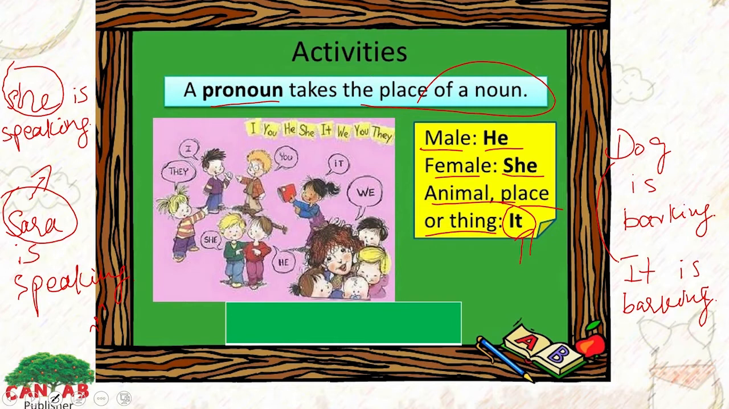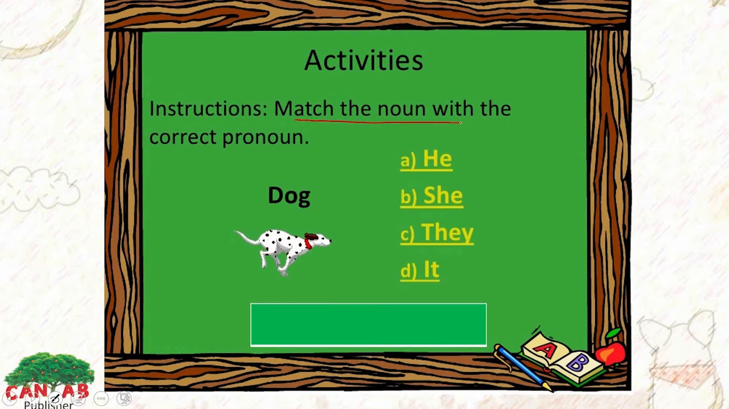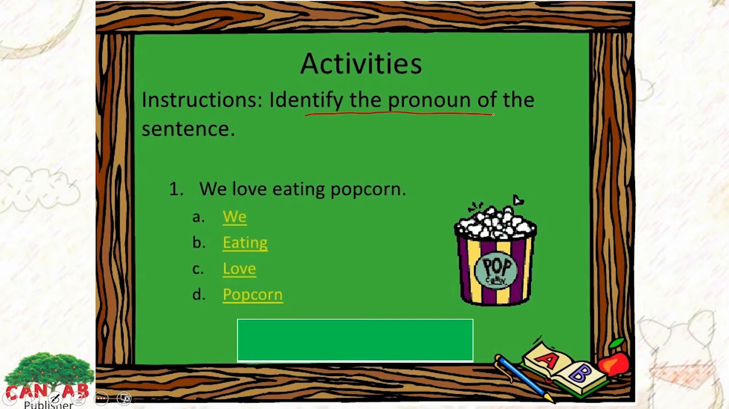For example, I, they, you, it, we, he, she. These are all pronouns. You have to match the noun with the correct pronoun. Here we have what? Yes, dog, an animal. So what will be the correct pronoun for it? Yes, it. For animals and things, we use the pronoun it. And remember one thing, they is for plural, for people.